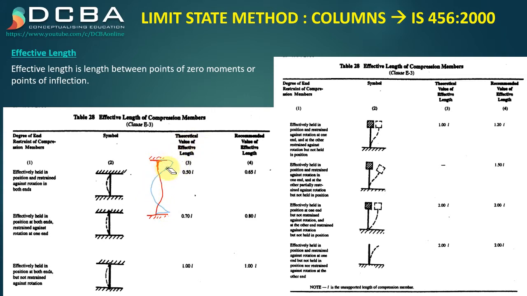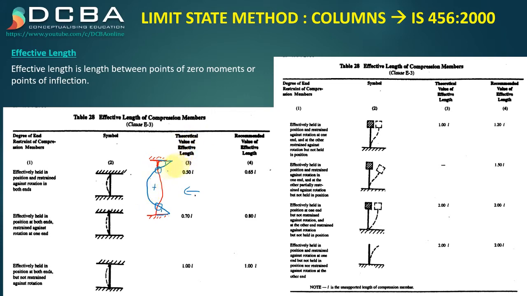Just a minute, let me draw it properly. It would be, yeah, this is negative, negative and positive. So the bending moment when it is seen from this way. Now the points of inflection would be, first of all, this point, second is this point.